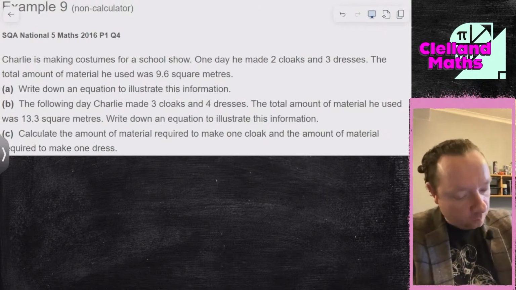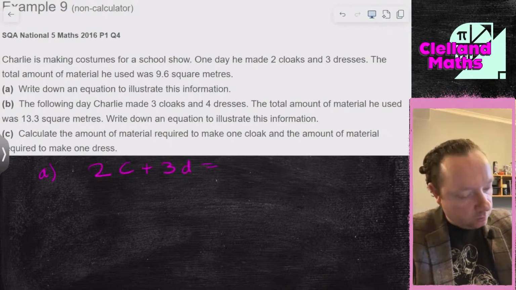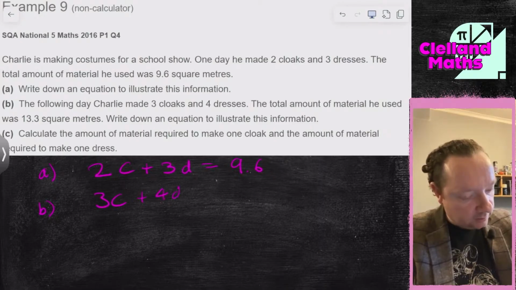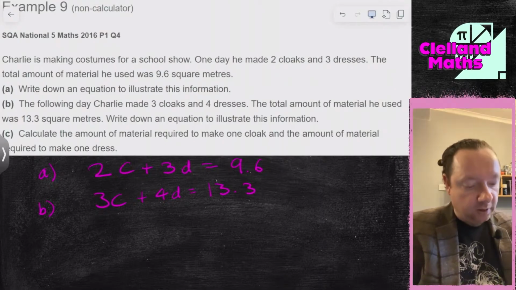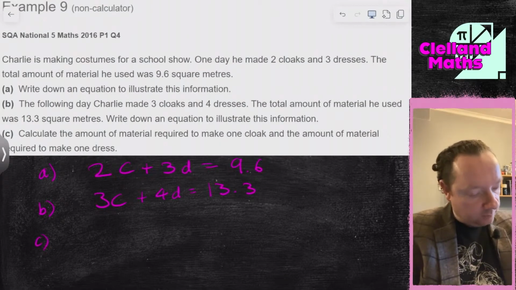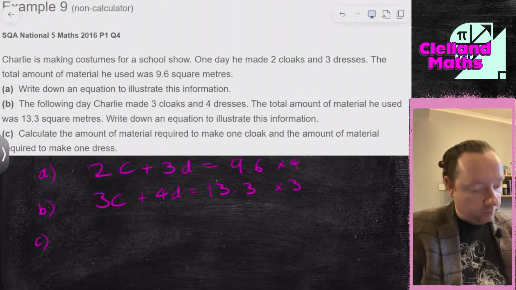Okay, so part A, 2 cloaks plus 3 dresses equals 9.6. Part B says 3 cloaks and 4 dresses, and that equals 13.3. So now simultaneous equations for part C. So I'll times the top by 4 and the bottom by 3 to get 2 new equations with 12D in it.